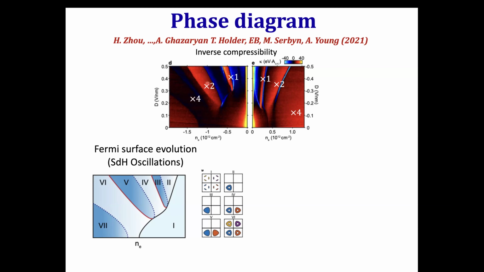Okay, so this is a very clean system. The mean free path is enormous. So you really see quantum oscillations down to quite low fields, okay, 0.1 or 0.2 Tesla. And you can really map out the evolution of the Fermi surfaces in great detail. So this is what they infer. This is for the whole side.